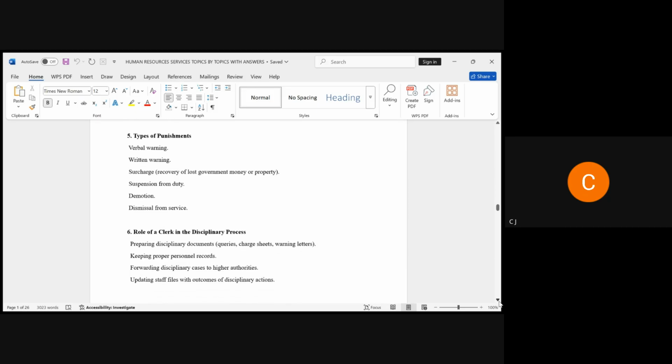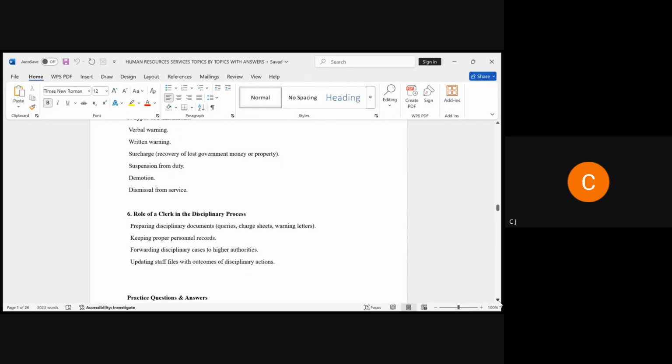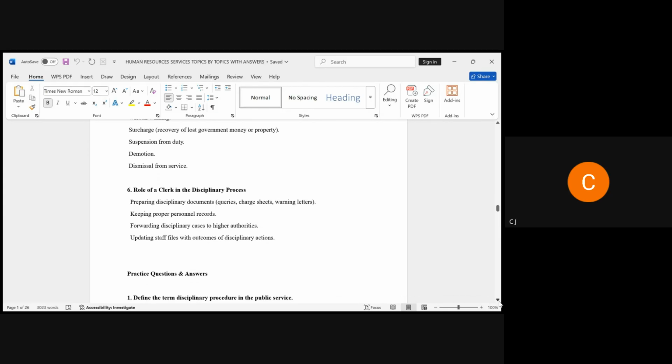Role of a clerk in the disciplinary processes. Number one is preparing disciplinary documents, for example, queries, charge sheets, warning letters. Keeping proper personnel records, forwarding disciplinary cases to higher authorities, and updating staff files with outcomes of disciplinary action.